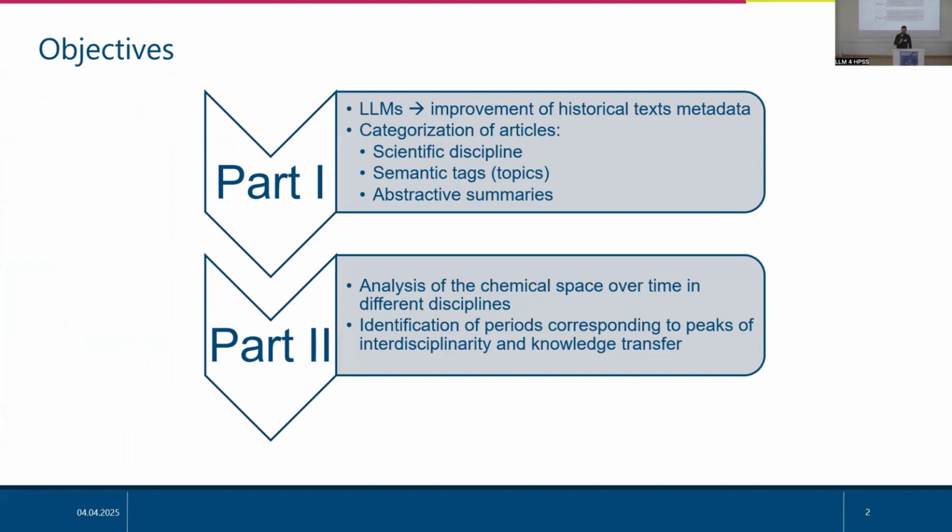The work is divided in two parts. Part one is basically how we can use LLMs to improve text metadata, especially with this type of diachronic corpus. In terms of metadata, I'll talk about the characterization of articles in terms of scientific discipline, semantics, topic, and writing summaries. Part two is a case study about the analysis of how the chemical space changes over time in different disciplines, identifying periods of interdisciplinarity and knowledge transfer.